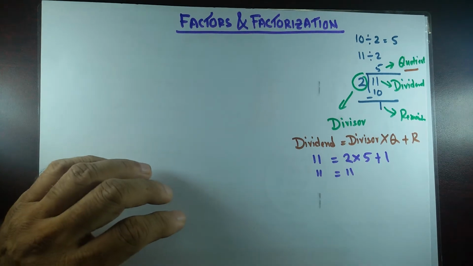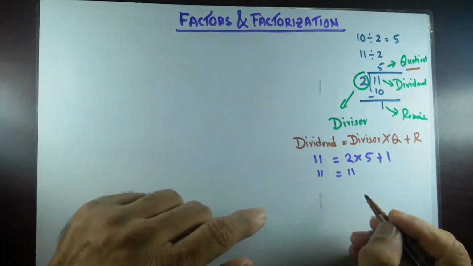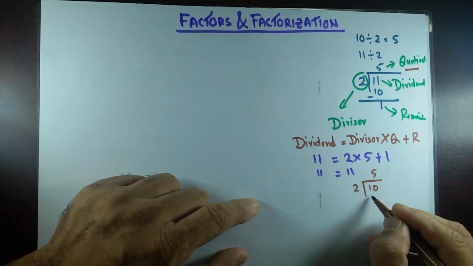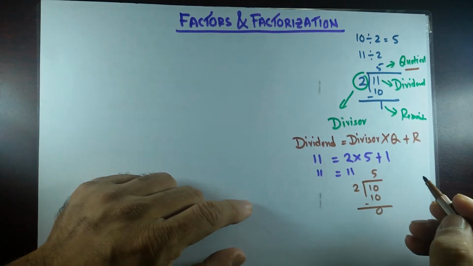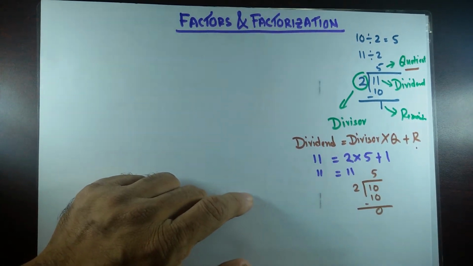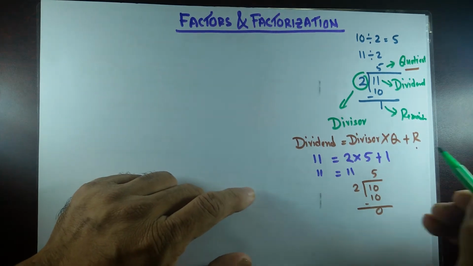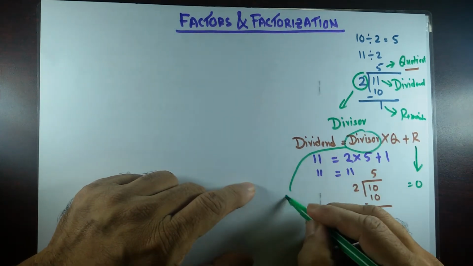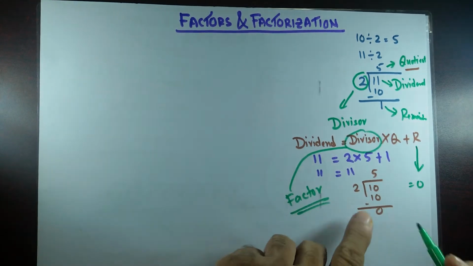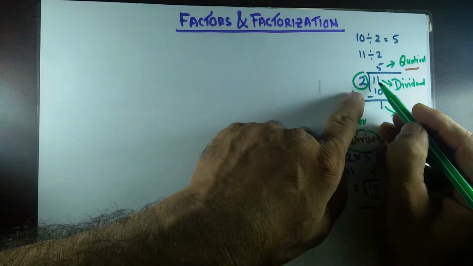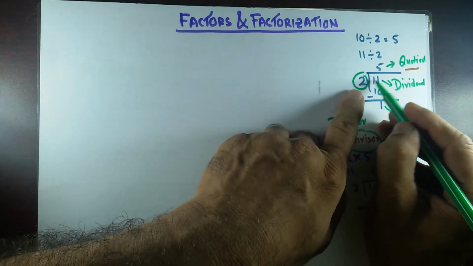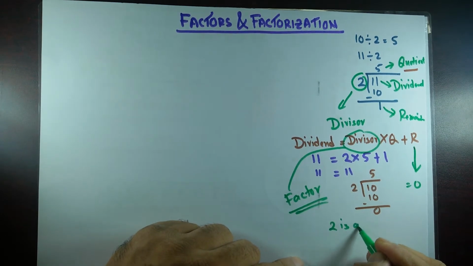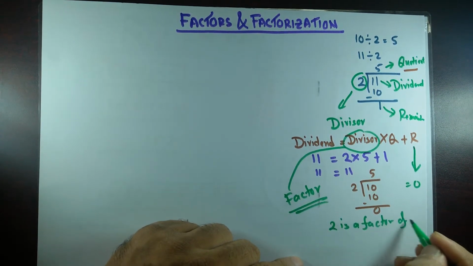Pretty good. But when I divide 10 by 2, look what happens. 2 divides 10. 2 5s are 10. So I have remainder 0. When the remainder is 0, this divisor is known as a factor. So we can say 2 is a factor of 10. But in the case of 11, 2 is only a divisor. We cannot say 2 is a factor of 11, but 2 is a factor of 10.